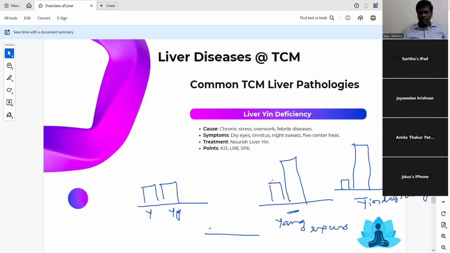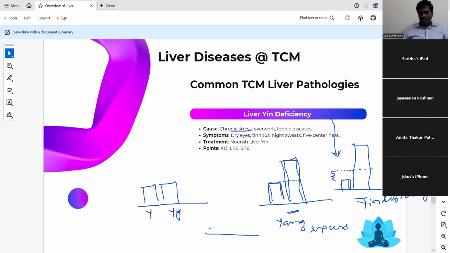Here the yin is not in deficit, whereas yang is in excess. In this case, yang is in excess, but yin is short. So this case pertains to this condition.